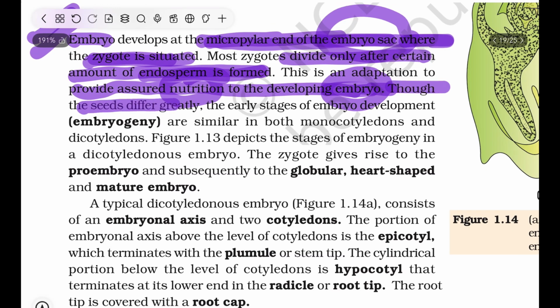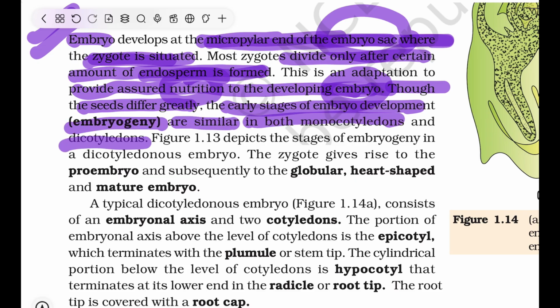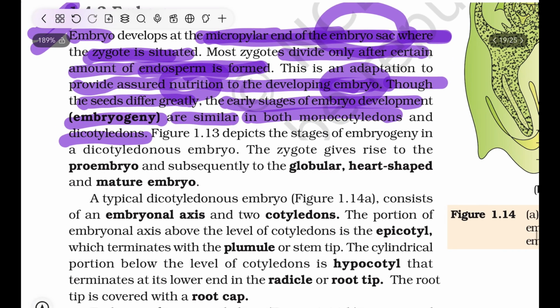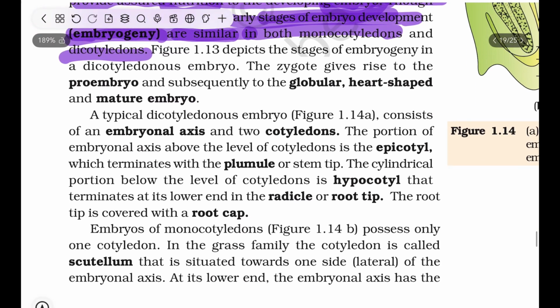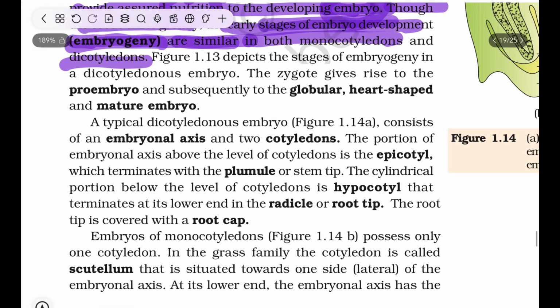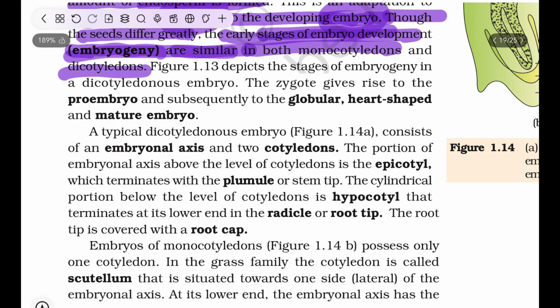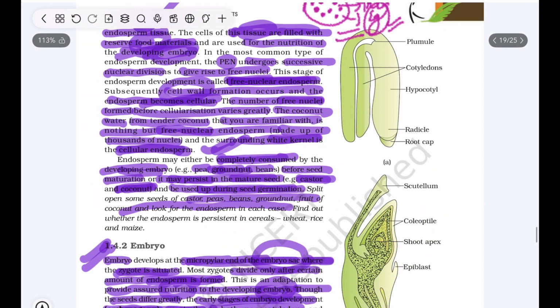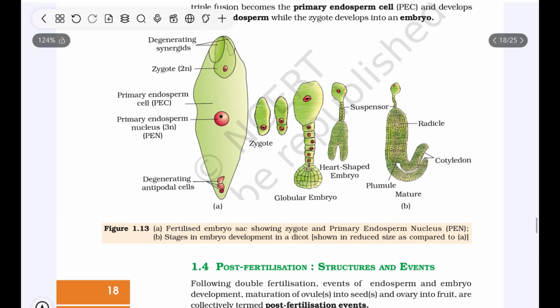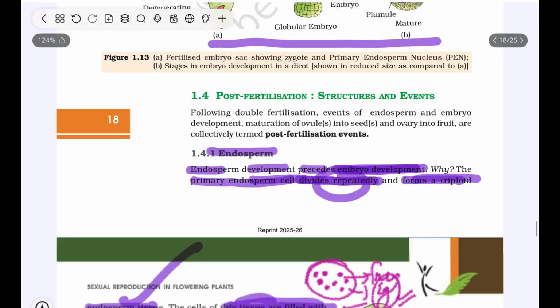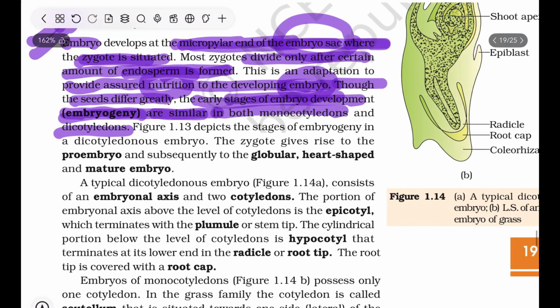Though the seeds differ greatly, the early stages of embryo development, embryogeny, are similar in both monocotyledon and dicotyledon. So basically, they are saying that even though both have different structures, one cotyledon in monocots and two in dicots, at the stage of embryo development their embryogeny is similar. The stages of embryo formation are similar. For example, they have shown in Figure 1.13 that the embryonic stages are similar in both monocot and dicot.